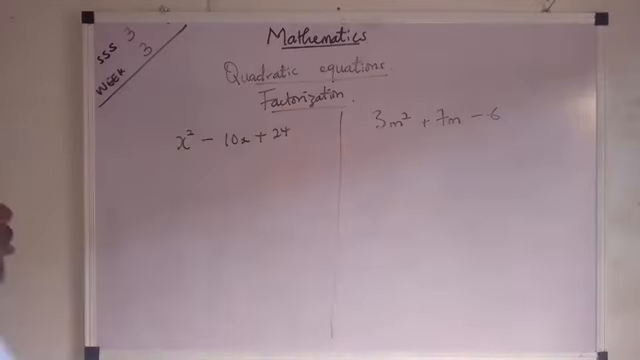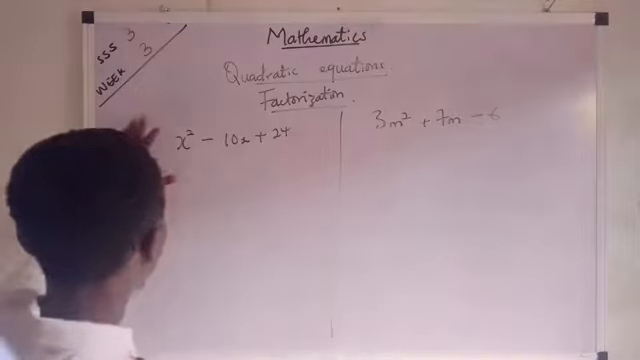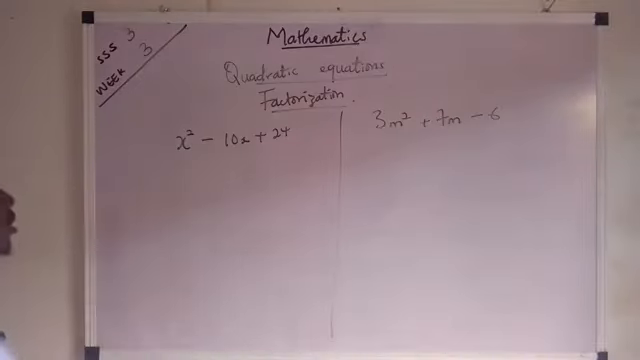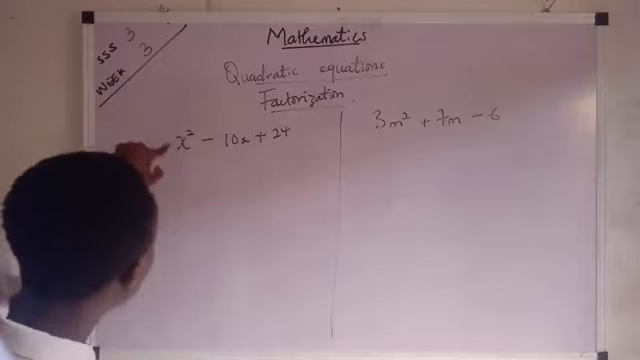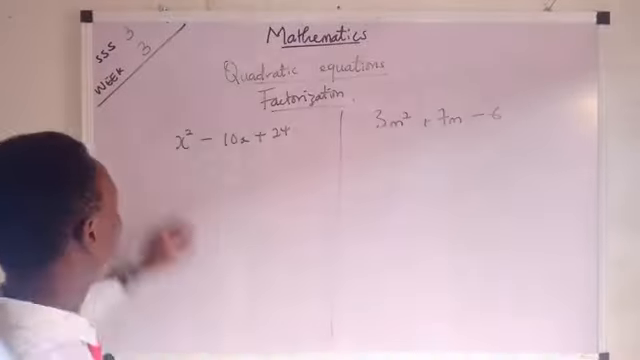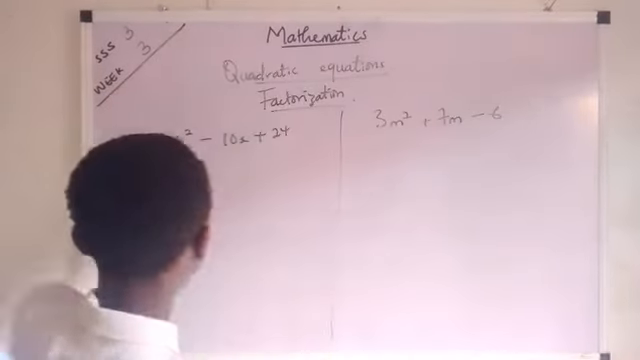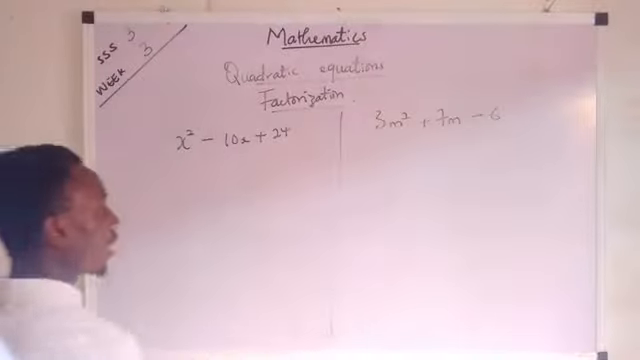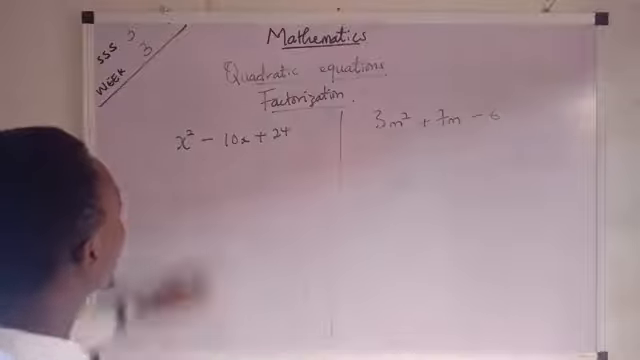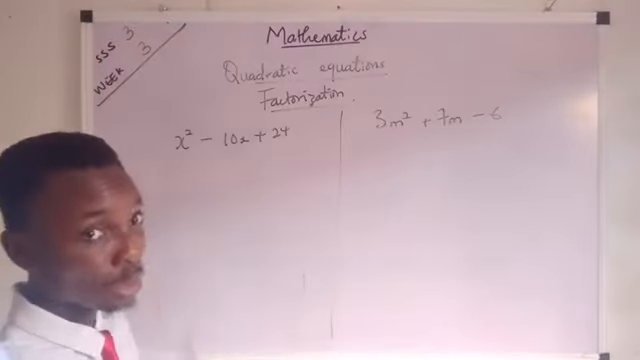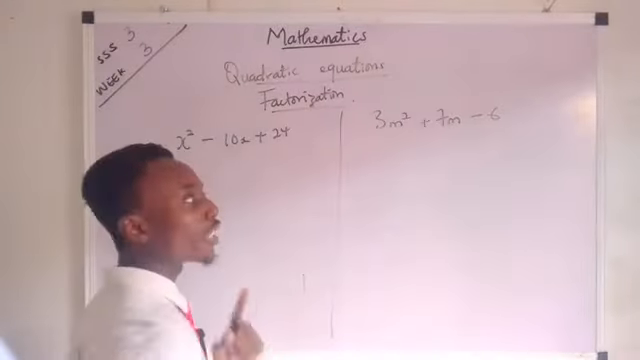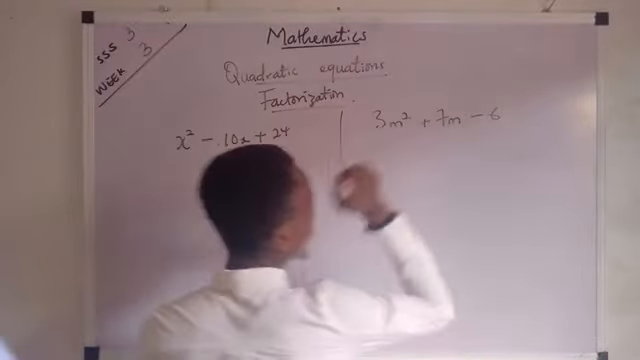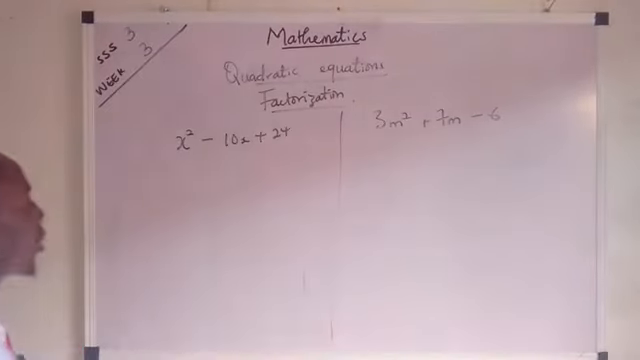Okay. How do we solve the 2 of them? And what is the difference between them? The first one here, number 1, is the coefficient of the variable. This x here is the variable. Take note of what I'm saying. The number behind the variable is the coefficient. For example, the number here is an invisible 1. And the coefficient of x here is minus 10, not 10, minus 10. The coefficient of m squared here is 3, and the coefficient of m is plus 7. Okay, very quickly.